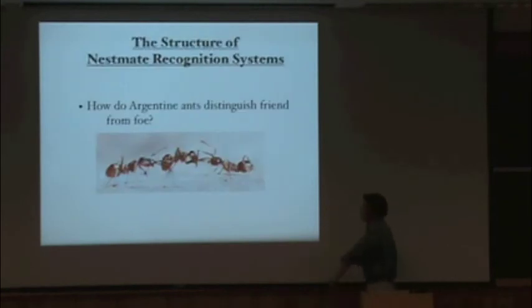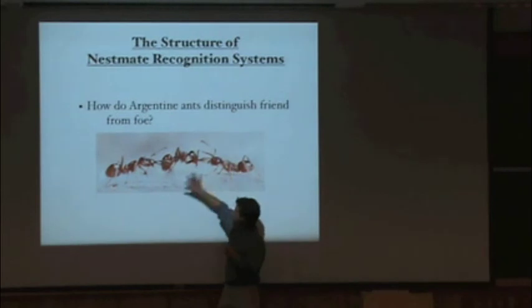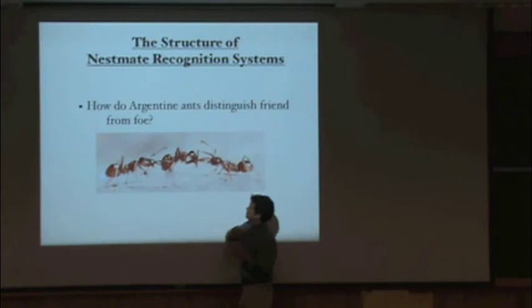Okay, and so in more recent years, we've taken this down to a smaller, more reductionist scale to try and figure out what's actually going on in the mind of these individual ants. That is, what explains how these two ants from one super colony are able to recognize that this individual comes from a different colony.